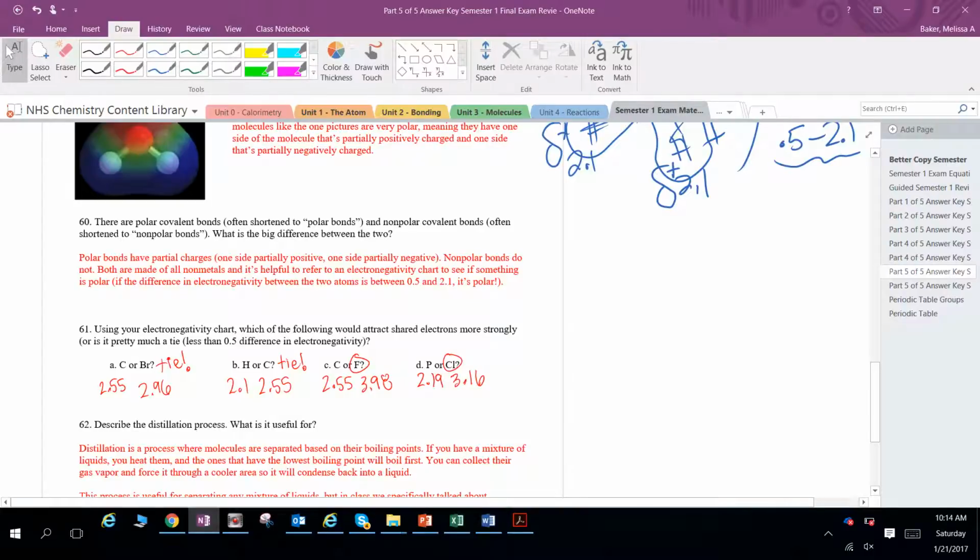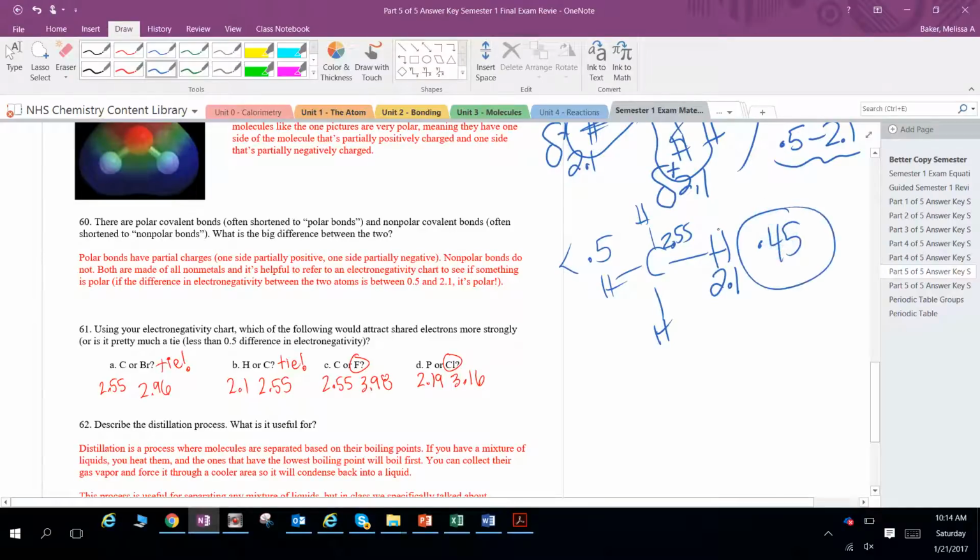Polar bonds and nonpolar bonds, the big difference is in nonpolar bonds, the difference between the two is less than 0.5, meaning like a carbon and a hydrogen. So a tetrahedral is nonpolar because carbon is 2.55 for its electronegativity value. Hydrogen's only 2.1. That's a difference of 0.45.